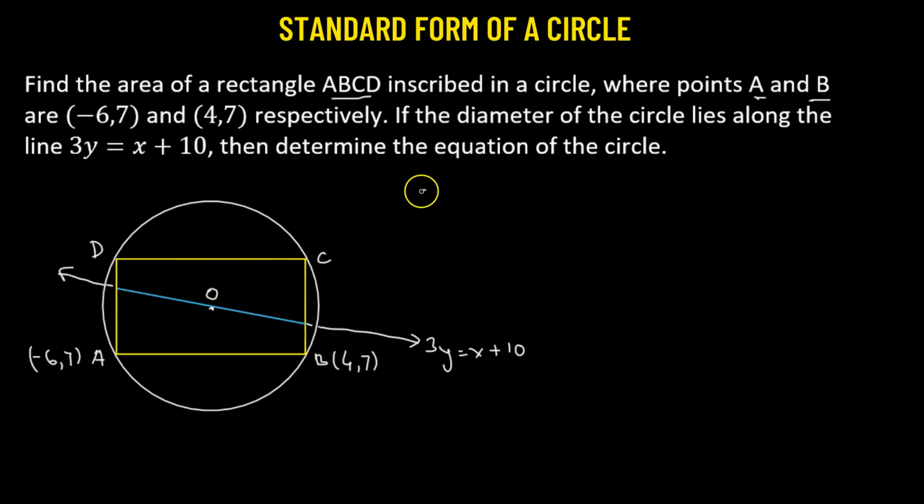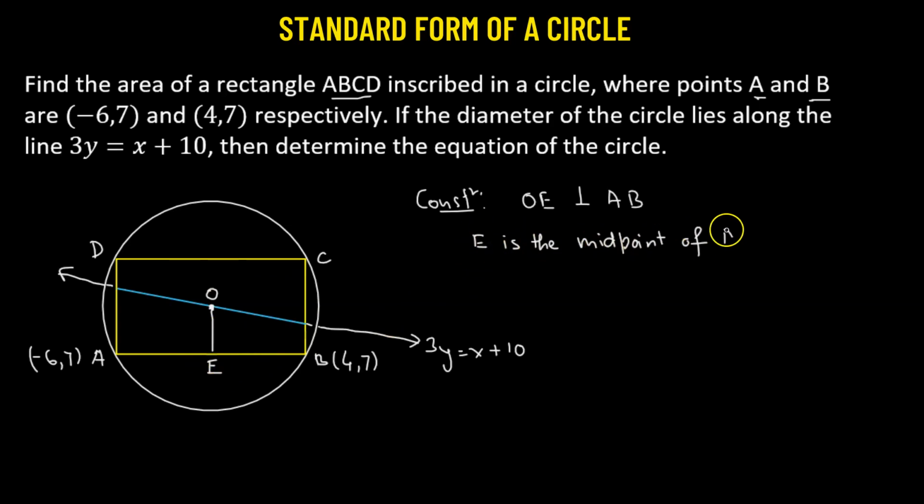First, we'll begin by constructing a line. We drop a perpendicular from the center of the circle on the chord AB and let's call it OE. So OE is going to be perpendicular to AB. Now we know that whenever we drop a perpendicular from the center of a circle to any chord on the circle, it bisects the chord. Meaning we can say that E is the midpoint of AB.